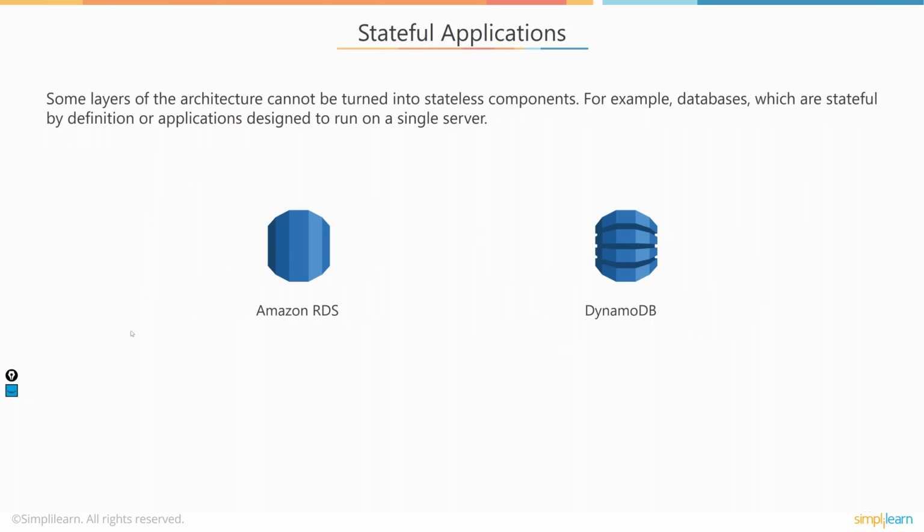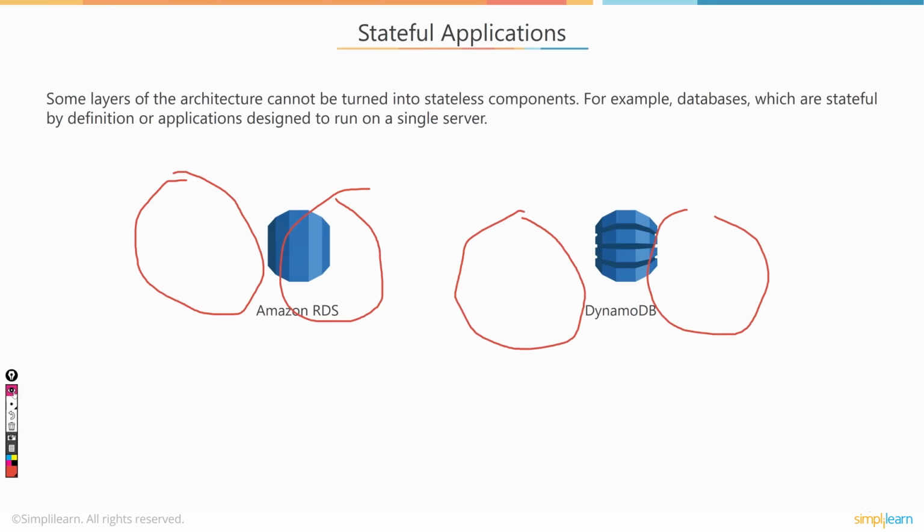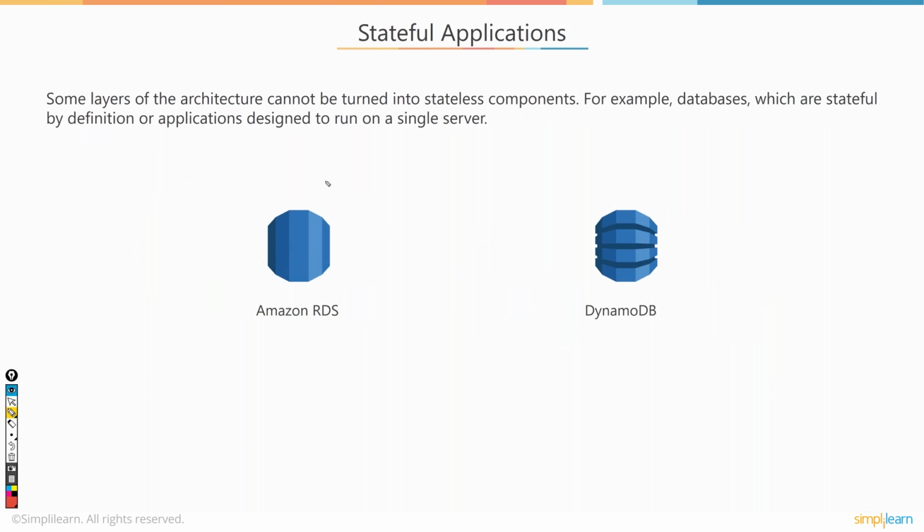And then stateful information. Obviously, one of the big advantages of stateful is that it persists the data. So some layers of the architecture cannot be turned into stateless components. For example, databases, which by definition consist of data. A good example is RDS and DynamoDB. Those databases store the data, and they actually have a constant state available of this particular data.